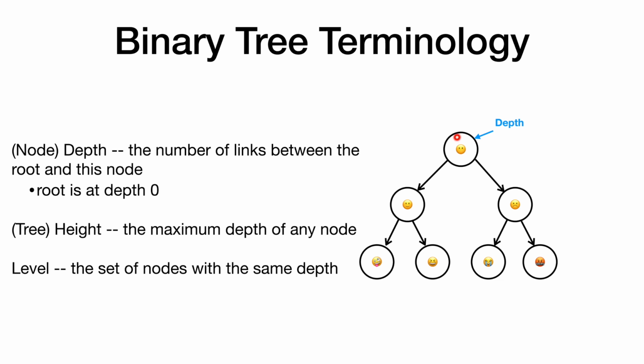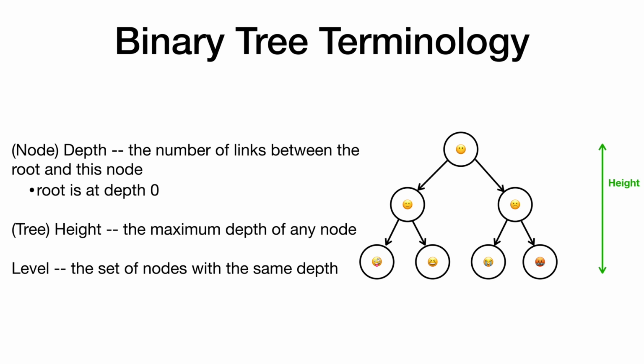So if we're talking about the root itself, the depth of the root is 0, because the number of links between the root and itself is 0. You're right there. Whereas the depth of this angry face down here is 1, 2 links. So its depth is 2. And we say that the level is a set of nodes with the same depth. So here, level 1 is the set of the happy and sad face. So that's the set of nodes at level 1.